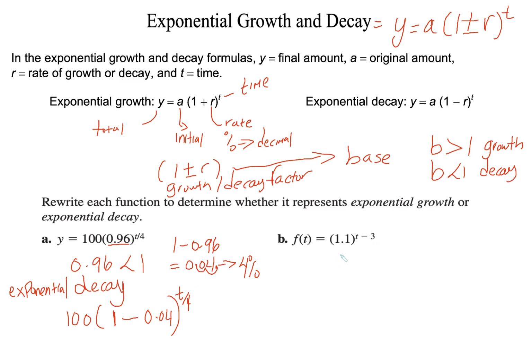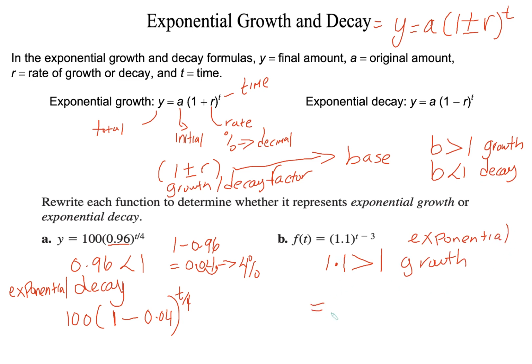Let's look at B. I have f of t equals 1.1, and that's raised to the t minus 3. Again, I'm going to look at my factor. I'll call it my base factor. It's 1.1. 1.1 is greater than 1. So if your base is greater than 1, that indicates a growth. So this is an exponential growth.